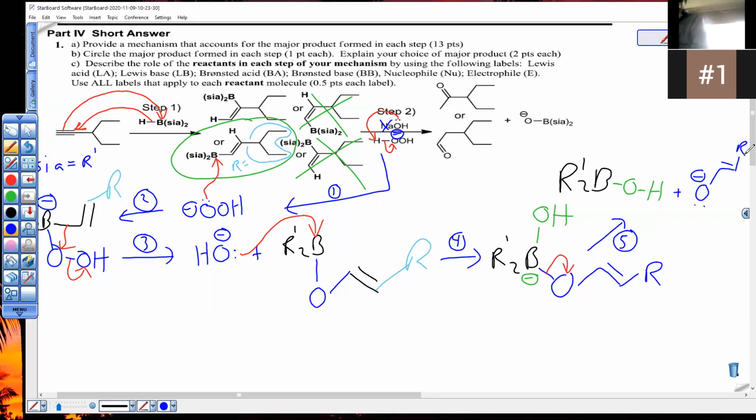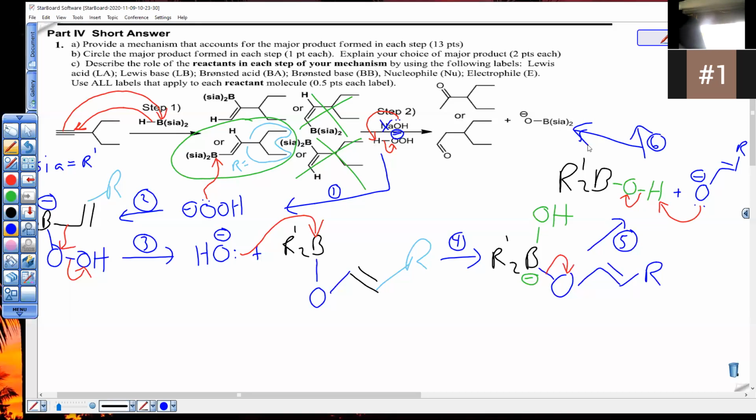Step 6. Acid-base, just like step 1. Base grabs H. Hey, isn't that going to make O- attached to boron attached to 2 Sias? Isn't that this thing right here? You want to show off? Here, have an arrow going to that too. And most importantly, you made this.